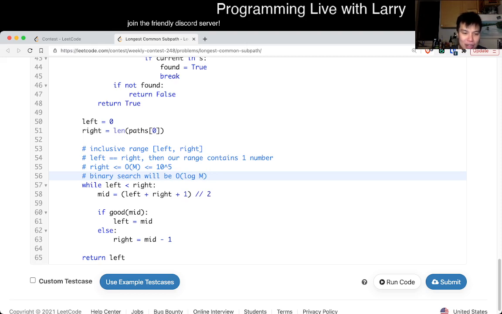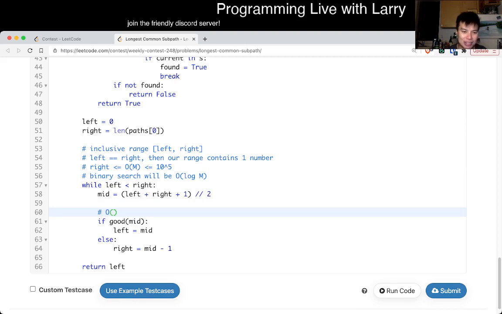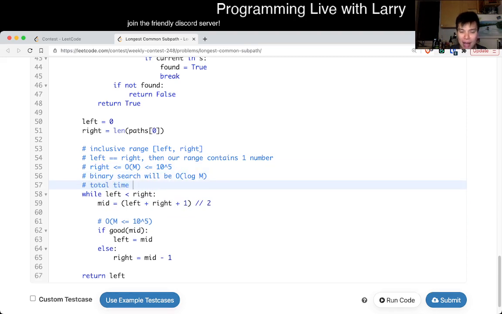And of course, this good function, as we said, is going to be O of sum of paths. So this is roughly 10 to the 5th. Just to be clear, because it's sum of the paths, right? It's not just M, because each M could be 10 to the 5th, but you can only have one of them or something like that, right? So that means that the total time will be O of M log M. So that's basically the idea.